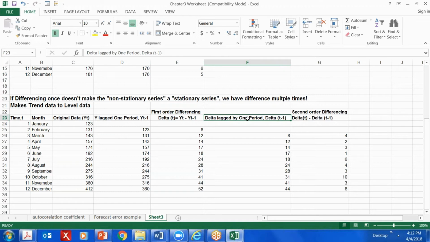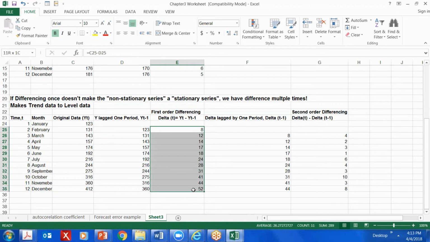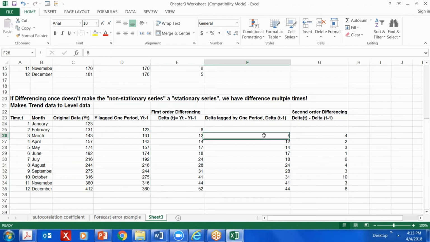So in the second order differencing, what we do is we take the lag of the first order differencing. In other words, in column E, whatever we have, we lag it by one time period. So we call it delta T minus 1 here. All I did was take this data and lag it by one time period. So this 8 goes here, 12 goes here, 14 goes here, so on and so forth.